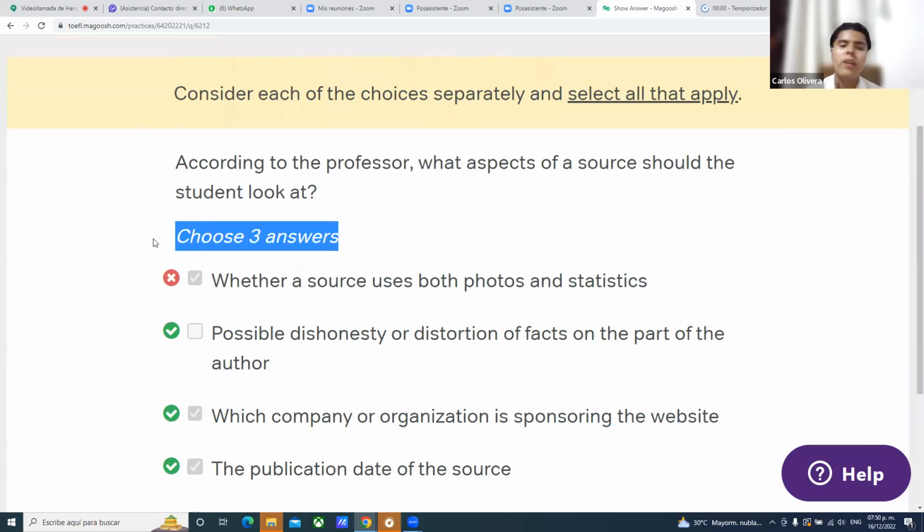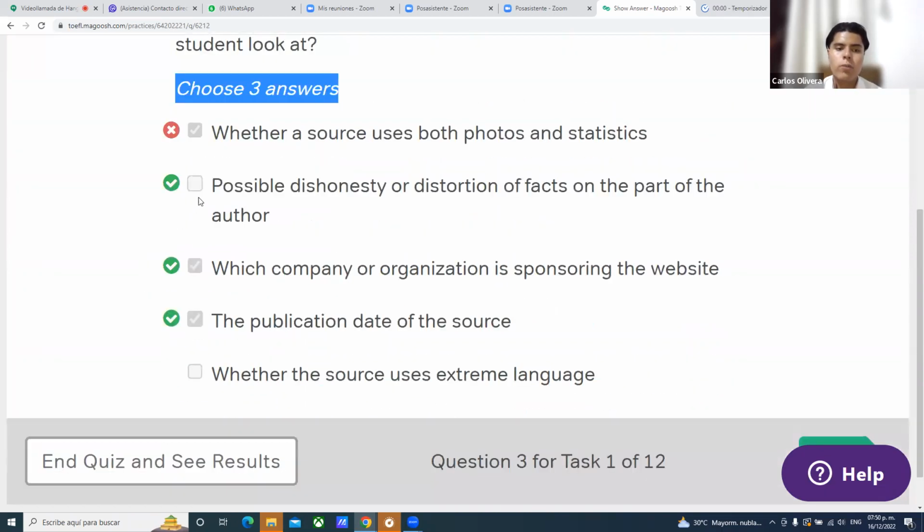Okay, according to the professor, what aspects of a source should the student look at? And as I told you, sometimes these detailed questions give you more than one answer to choose. In this case, 3 answers. This is what I had told you beforehand. So notice what I told you was true. In this case, it was 2, 3, and 4. Possible dishonesty or distortion of facts on the part of the author, which company or organization is sponsoring the website, and the publication date of the source. So yeah, you have the 3 responses here, the three characteristics that the professor advised the students should look for in order to determine the source's reliability and accuracy.